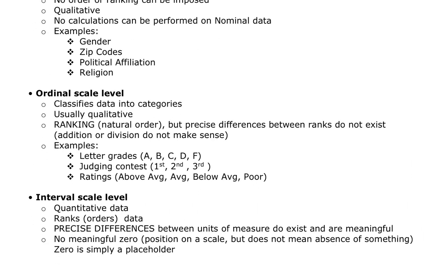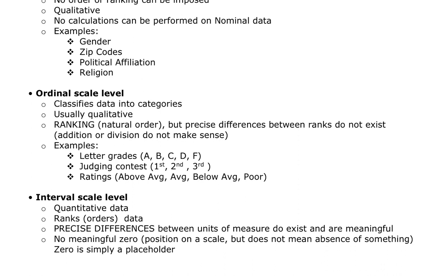The next level that we're going to look at is the ordinal scale. This classifies your data into categories. This is usually qualitative. So you have a ranking now, but the precise differences between ranks do not exist. So addition or division do not make sense in this. So letter grades, an A, a B, a C, a D, or an F. Now that's different than if you are on a 4.0 scale.